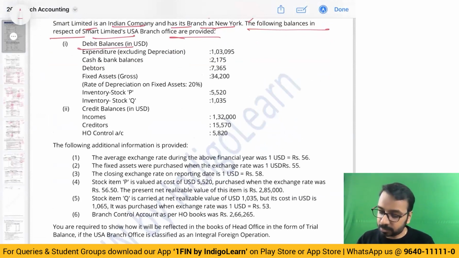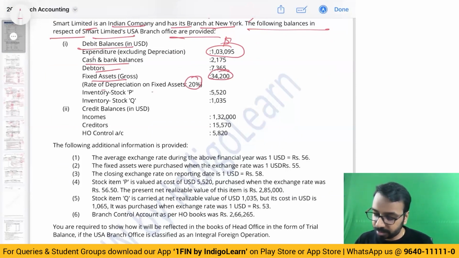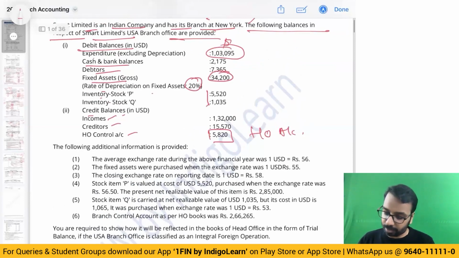Debit balances in dollars, expenditure 1,03,000. This is in dollars. Cash and bank balances, debtors, fixed asset gross value. Rate of depreciation is 20%. Inventory, 2 types of inventory. Credit balances, income, creditors, HO control account. HO control account is basically head office account. This is from the branch.